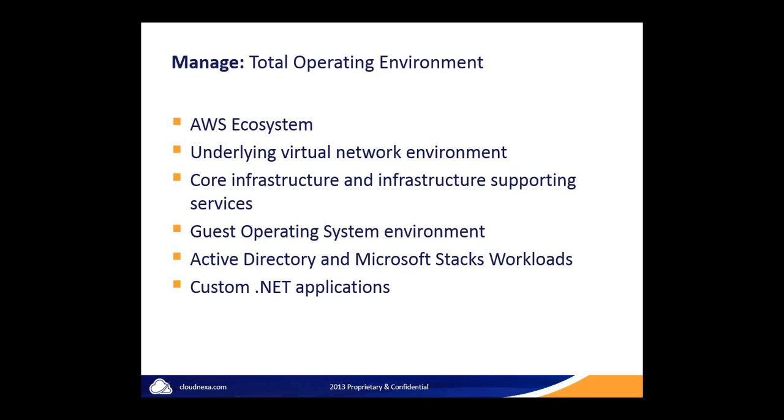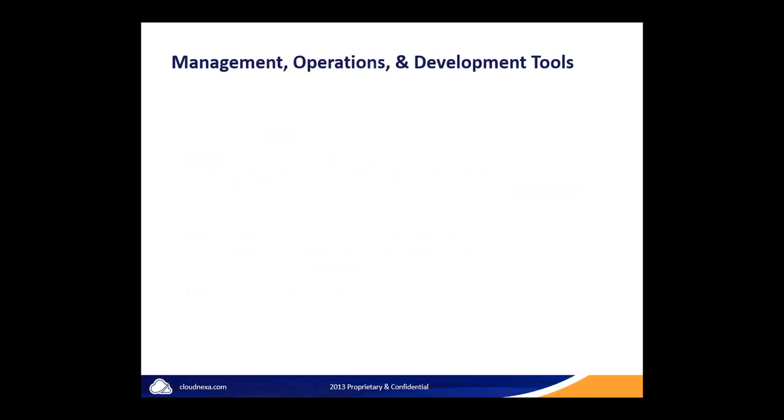The final phase of our customer engagement framework is where we fully transition the customer to a managed services agreement. The environment has been deployed, the applications have been migrated, and we've had a formal production cutover. Now it's time to support ongoing operations. The total operating environment will typically consist of the AWS ecosystem, the underlying network, core infrastructure and supporting services, the guest operating system environment, Active Directory and Microsoft stacks such as SharePoint or Exchange, and custom .NET applications if applicable.